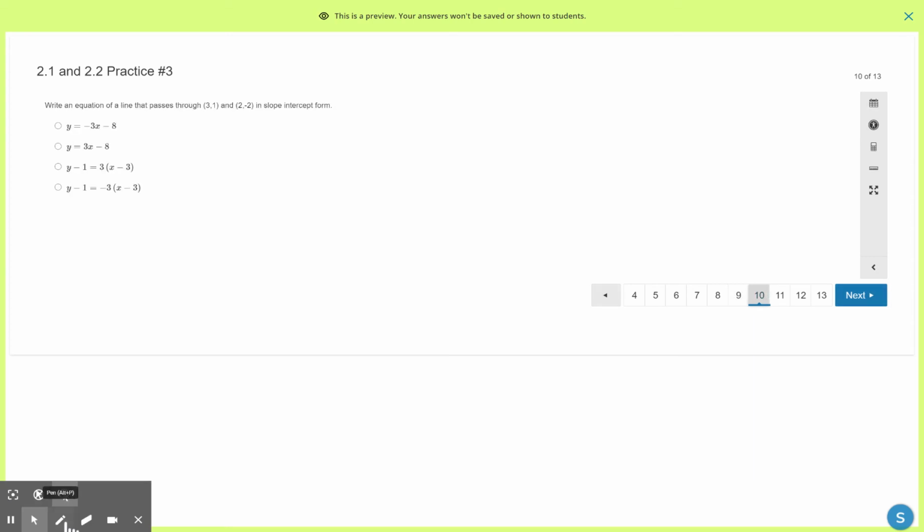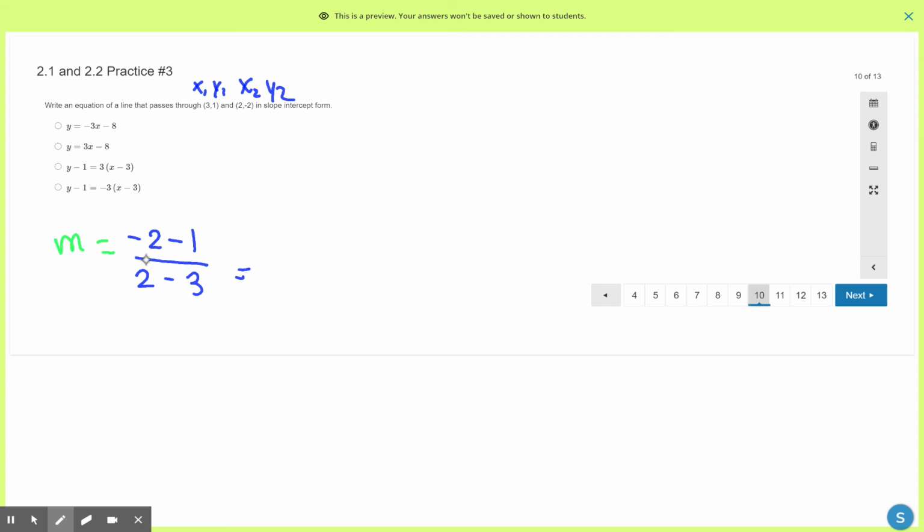Write an equation of a line that passes through 3, 1, and 2, -2. So you have to find the m first. So that's going to be y2 minus y1. So always label your points. And then 2 minus 3. So -2 minus 1 is -3. 2 minus 3 is -1. Simplify that. It's going to be a +3.